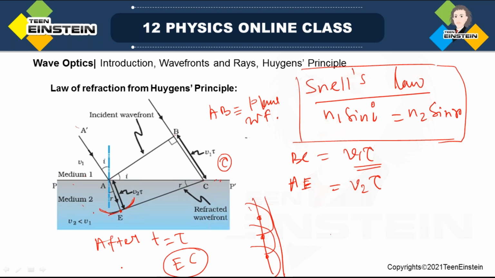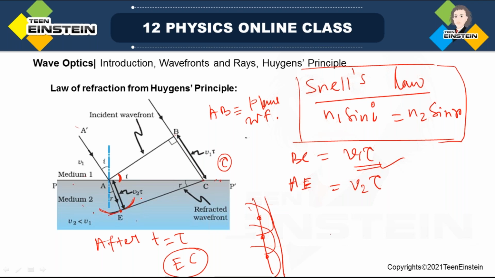I hope you have understood. If not, please read the textbook, you will understand again. Or if there is still some problem, you can ask me. So the plane wave is incident at this point, making an angle i, and I want to see the shape and position of the wavefront after time tau. To do that, I'm thinking that point B on this plane wavefront takes time tau to come up to C. So what distance does it travel? v1 into tau. This BC is v1 into tau.